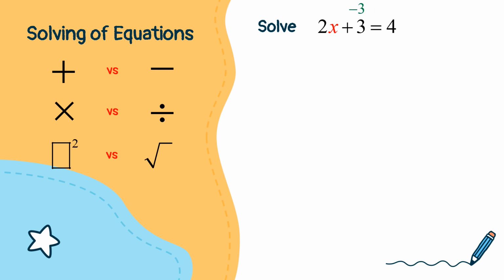To remove the plus 3 on the left hand side, we will subtract 3. We will also subtract 3 from the right hand side in order to balance the equation, and hence we will be left with 2x equals 1. To recall, 2x means 2 multiplied by x, so we will divide by 2 on the left hand side in order to remove the 2. And we will divide by 2 on the right hand side in order to balance the equation. And we'll be left with the solution x equals a half.